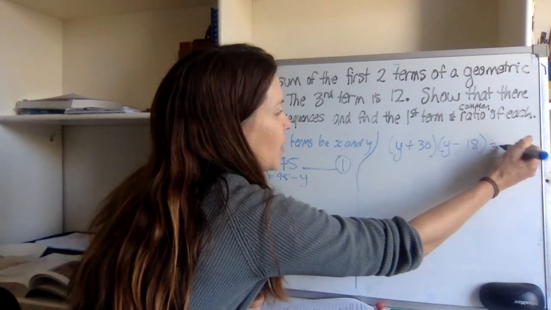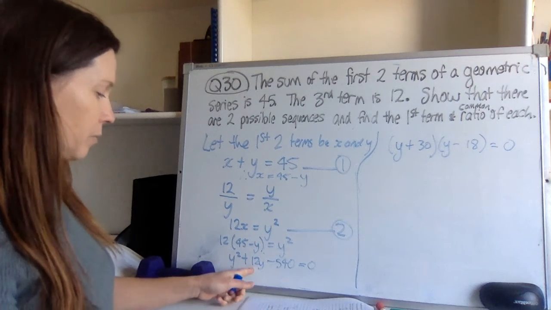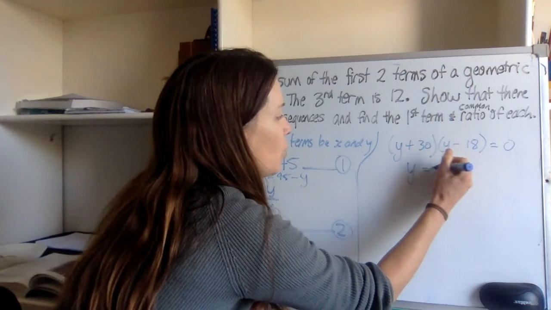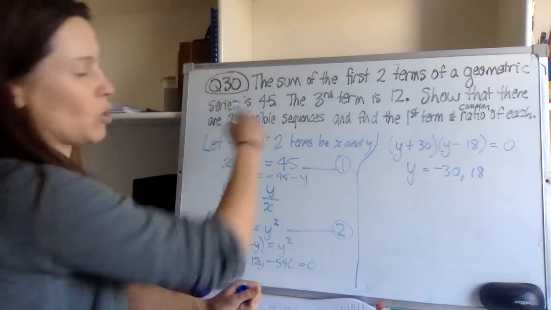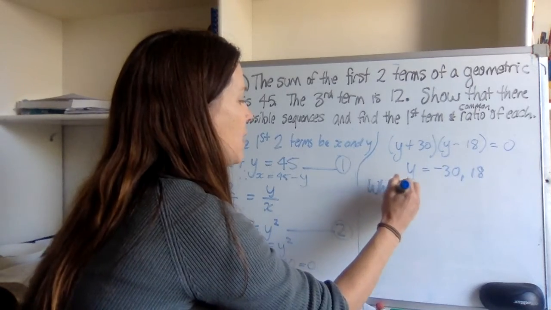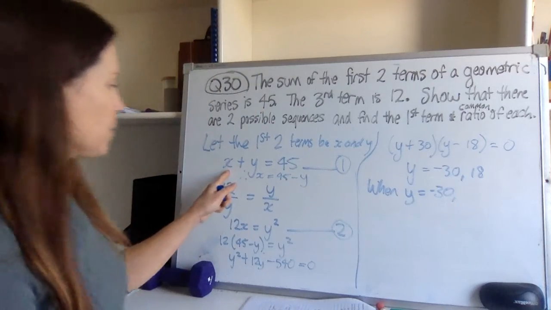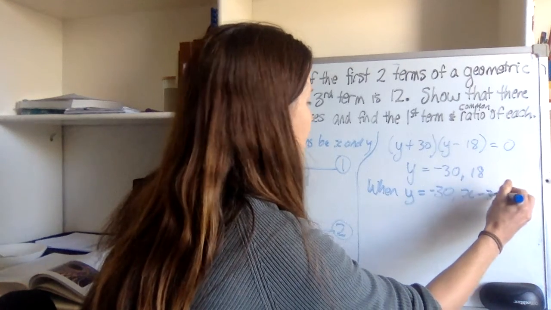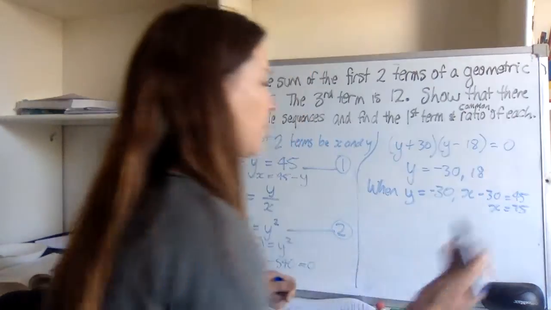But if you couldn't easily factorize that, you could just throw it into the quadratic formula using a is 1, b is 12, c is minus 540. So y could potentially be minus 30 or it could be 18. Now, there was a hint that there were two possible sequences, so it makes sense that we've got two answers. Now when y is equal to minus 30, what would x be? We'd have x minus 30 is equal to 45, so then x would be 75.